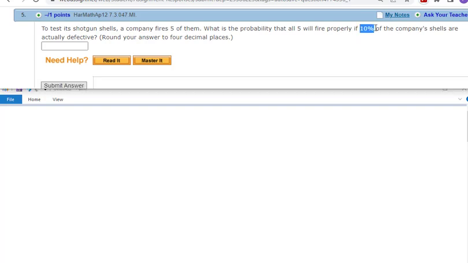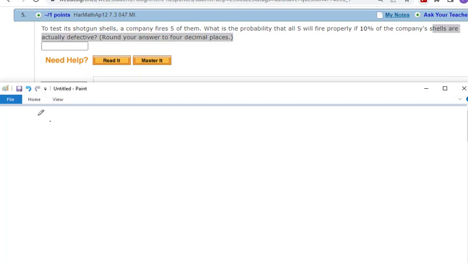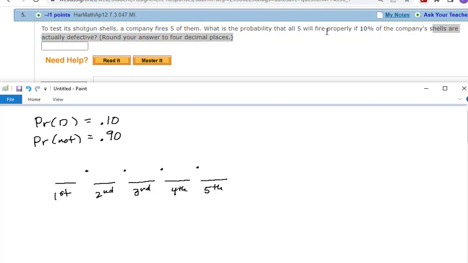10% of the company's shells are actually defective. So the probability of defective is 10%, which means the probability that it's not defective is the other 90%, because those are the only two possible outcomes for a single shot. Either it fired or it didn't. Now I want 5 of those trials, so I'm going to apply this multiplication property 5 times. What's the probability that all 5 will fire properly?